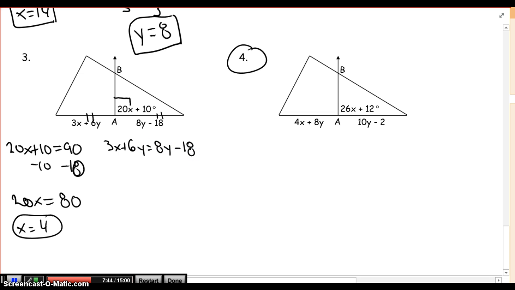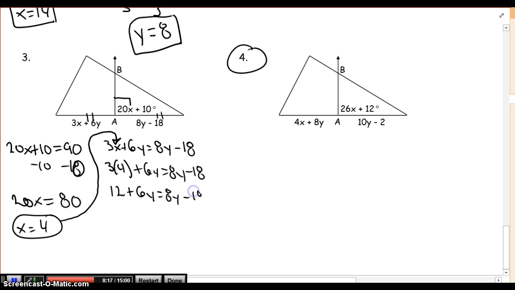Now, you probably noticed already one strange thing about this, and that is that we have an x in here. Don't be afraid. Everything is going to be okay. All we're simply doing is taking this value for x and plugging it in. So essentially, it's 3 times 4 plus 6y equals 8y minus 18. Or 12 plus 6y equals 8y minus 18, because I got that from 3 times 4. Then just solve for y here.